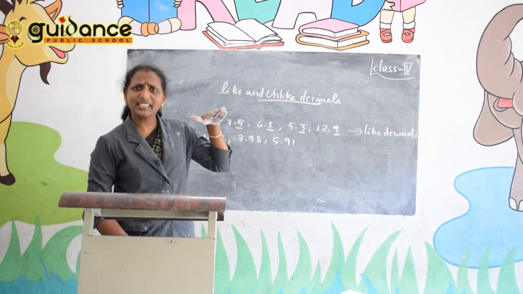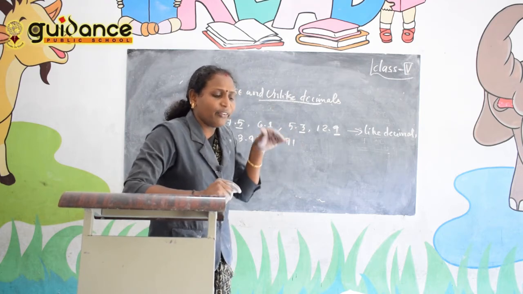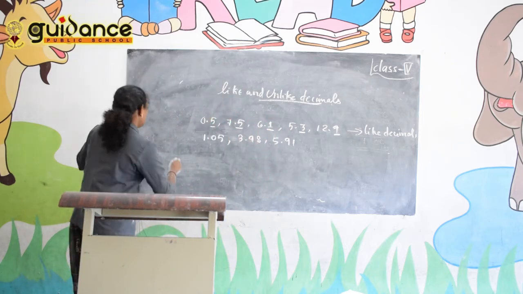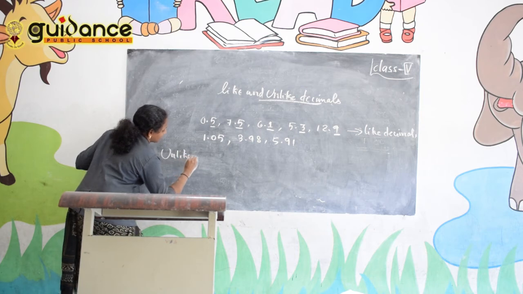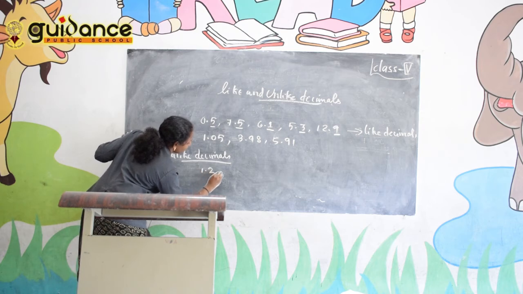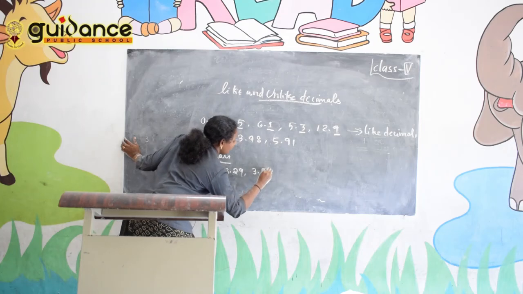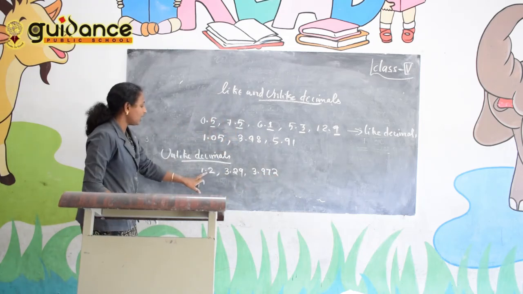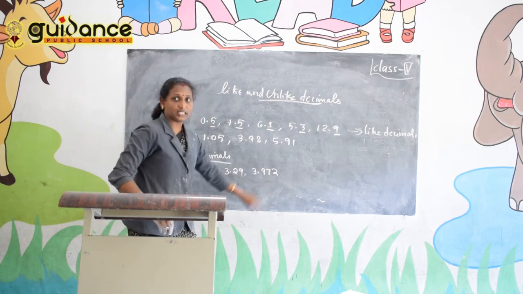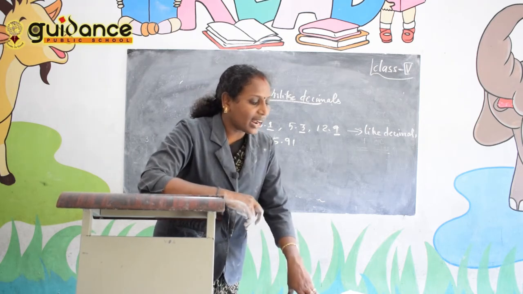So what are unlike decimals? Decimals having different numbers of decimal places are called unlike decimals. Example of unlike decimals: 1.2, 3.29 and 3.972. Here after the decimal point there is 1 digit, here 2 digits, here 3 digits. That means they are unlike decimals. So this is an example of unlike decimals.